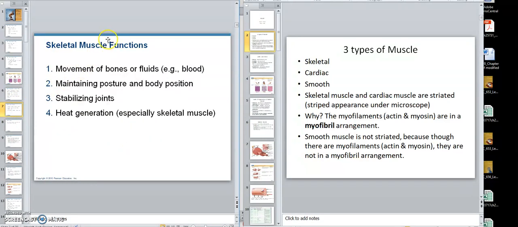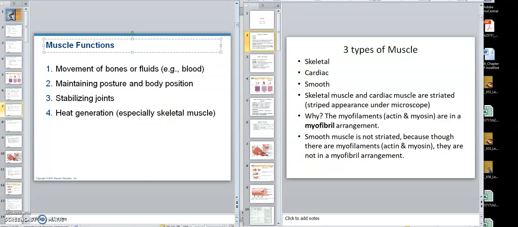Muscle functions: movement of bones or fluids like blood, but that was smooth muscle. Skeletal muscle maintains posture and body position, stabilizes joints, and generates heat, primarily.